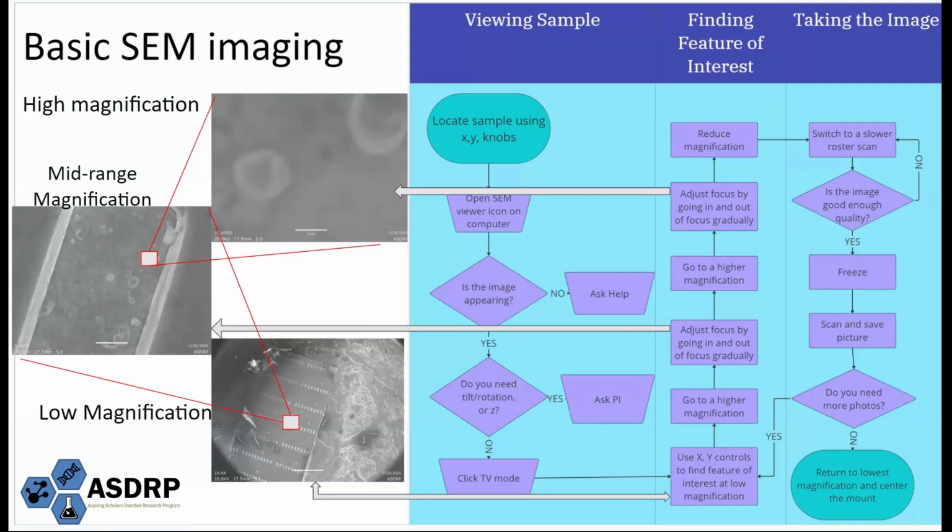Once you do that, you want to go to a lower magnification because you always want to focus on a magnification higher than your image to have a clear image. The middle magnification and lower magnification photos focus on different parts of the sample. Once you have the image you want to capture, you want to switch to a lower scan for a cleaner image and then freeze. You will continue to repeat finding features of interest until you have all the images you need.